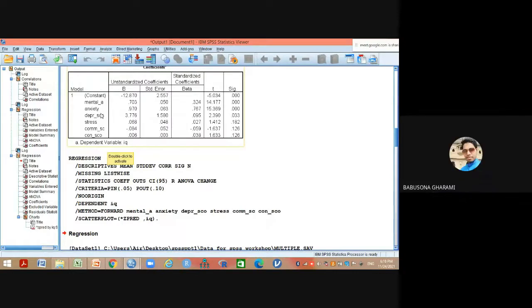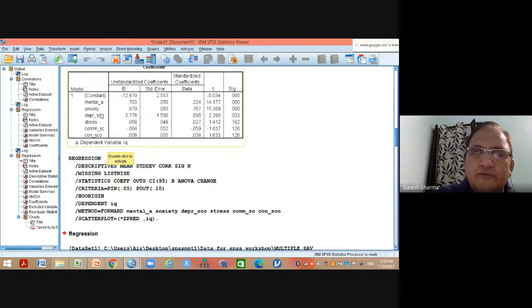Yes, sir. But when I apply the stepwise procedure, that variable will come at number 1 which is making a maximum contribution to predict IQ. And then the next maximum will come. Then the next maximum will come. And those who are not making any contribution, they will be thrown out of the model automatically. That is the application of this stepwise regression.